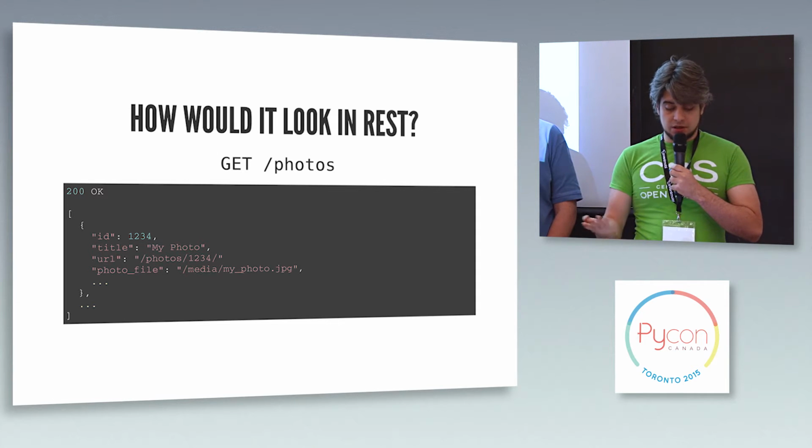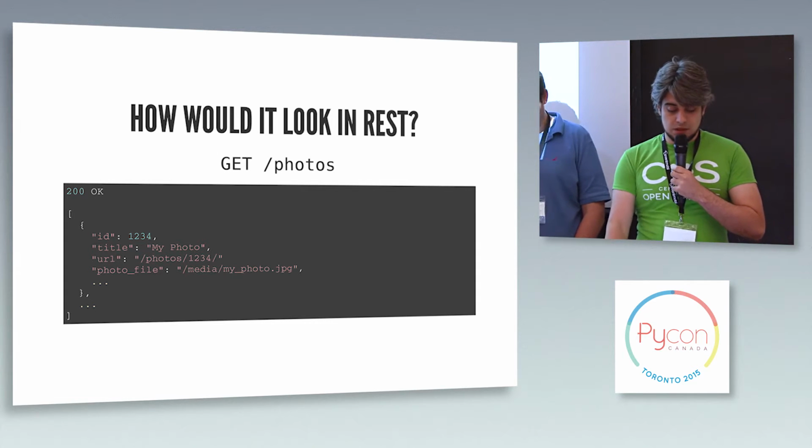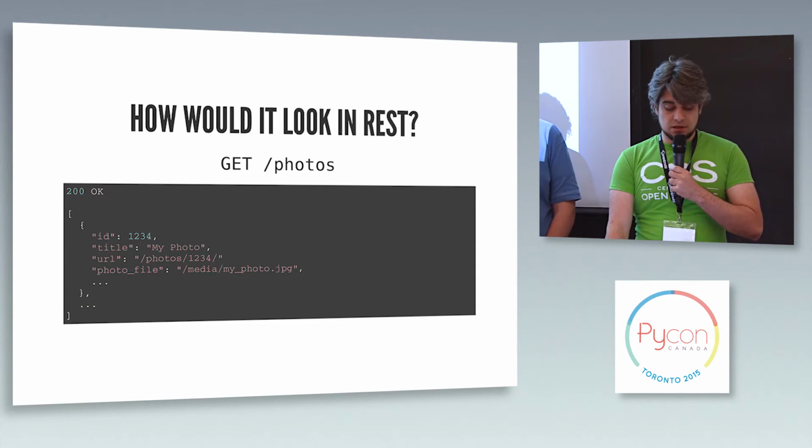Here's a simple example here. You can just get the photos, and this gives you a list of photos with their IDs, titles, URLs, and the file that it links to.